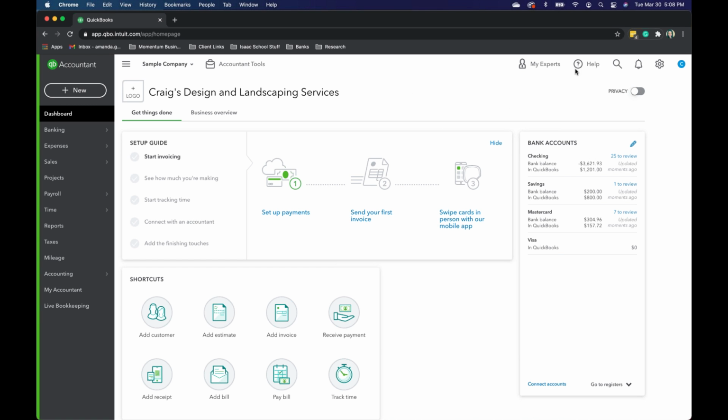Hi there. Today I'm going to do a training on something very basic, and that is that an increase in an asset is a debit. To illustrate this, I'm using the sample company in QuickBooks Online that's available to accountant users called Craig's Design and Landscaping Services.